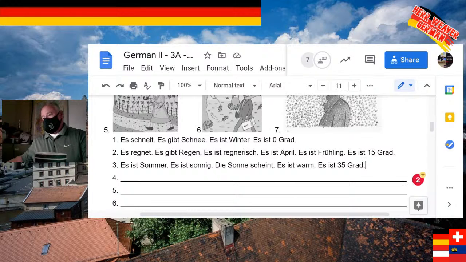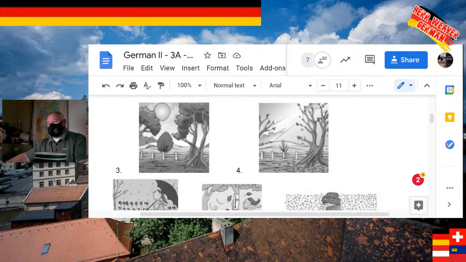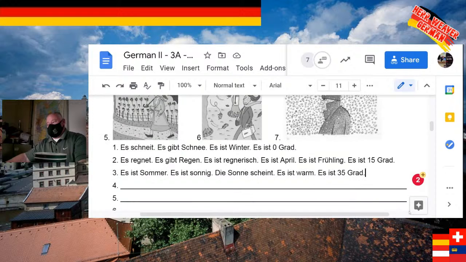So number 4. Let me pull the screen up here. Go upward and look at the picture. So look at number 4. What's going on there? It's windy and it's fall. It looks like it's fall. Okay. So first is Herbst. This is Herbst.